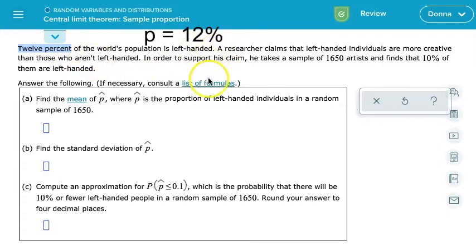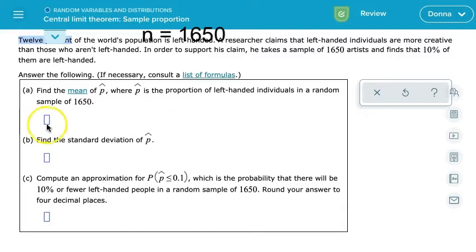A researcher claims that the left-handed individuals are more creative than those who aren't left-handed. In order to support her claim, she takes a sample of 1,650 artists and finds that 10% of them are left-handed. So what's the chance that that happens? So let's answer the following questions.